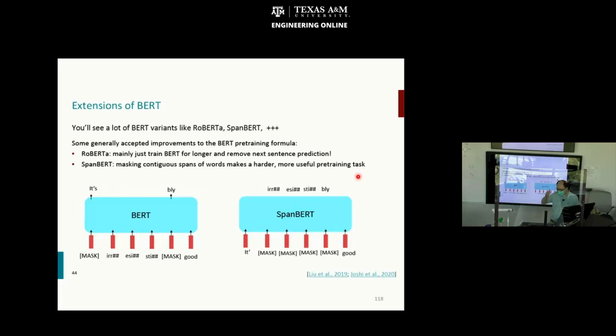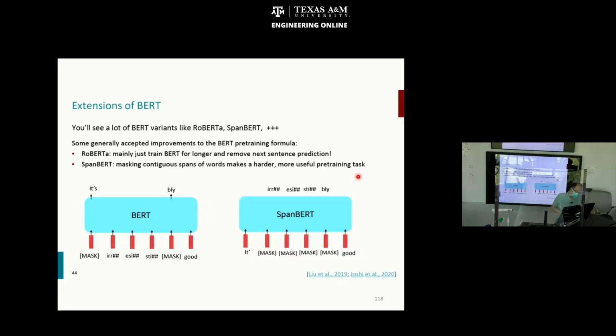Okay, so BERT has been extended, right? A lot of variants, and one of them is RoBERTa, and one of them is SpanBERT. So a quick summary of the differences: RoBERTa is basically BERT trained longer on larger data, and the next sentence prediction, which predicts whether the next sentence is random or not, is removed. That's their argument, that this is not necessary.